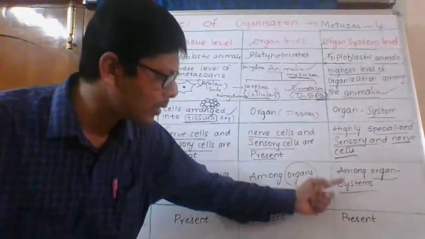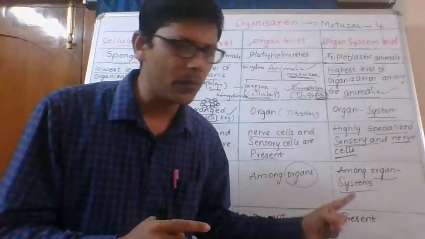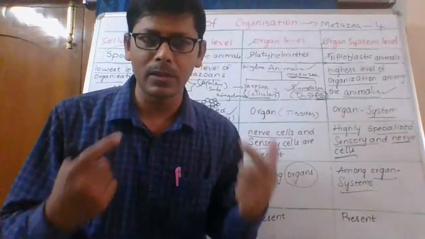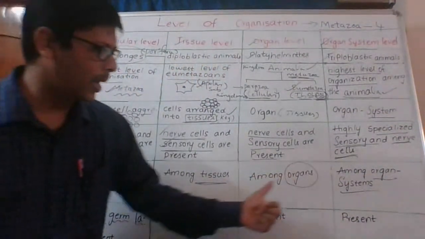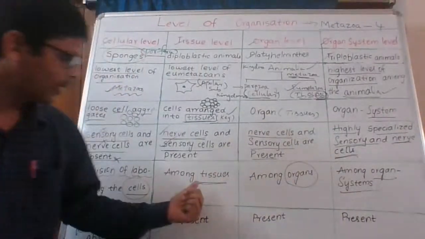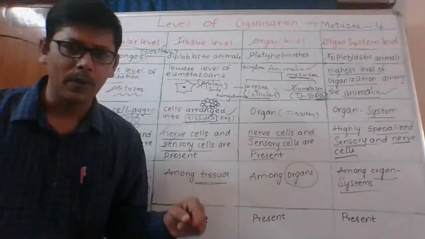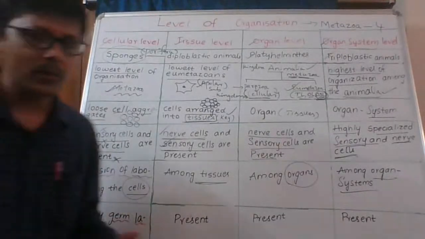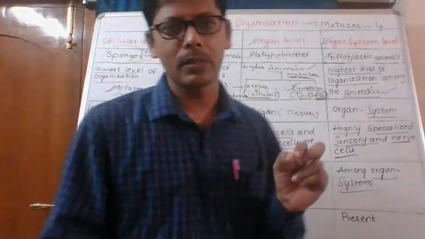Here there is a division of labor. There is a division of labor among organ systems, among the organs, among the tissues, and among the cells.